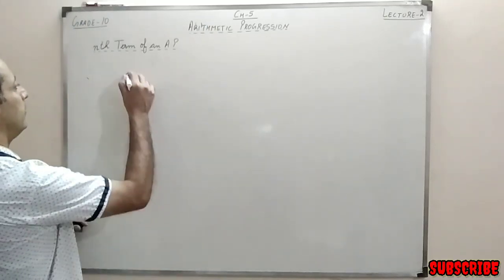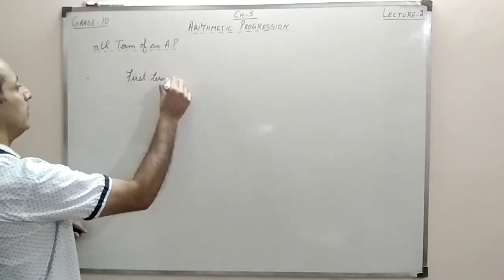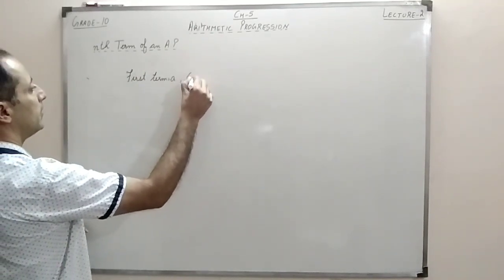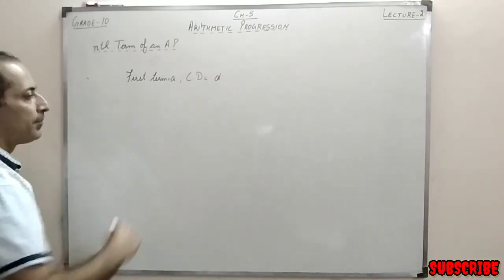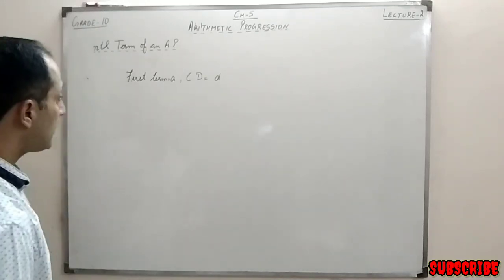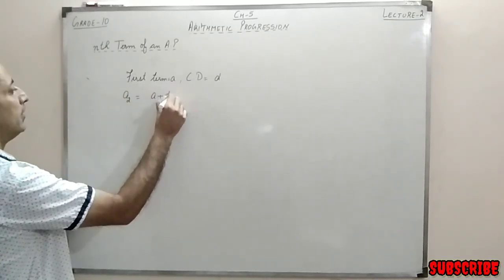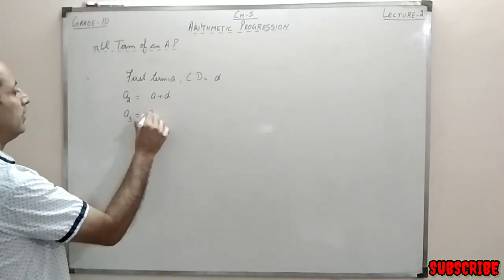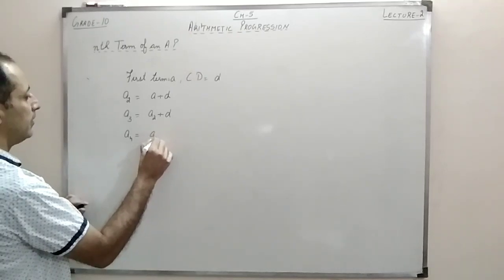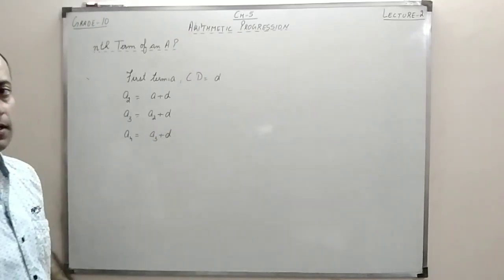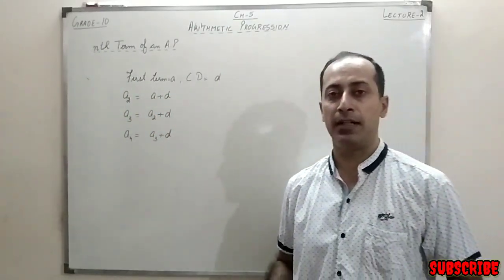We learned these things. The first term is denoted by the symbol A, and the common difference is denoted by the small d. CD is the common difference, right? Now, if I have to find the second term, I write A plus D. If I have to find the third term, I write A2 plus D. If I have to find the fourth term, I write A3 plus D. It means that in the previous lecture, if we know the previous term, then only we can find the next term.